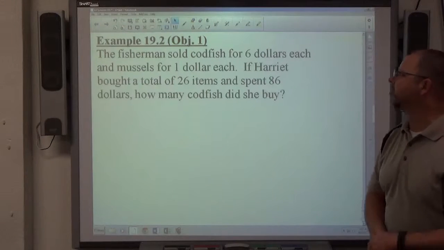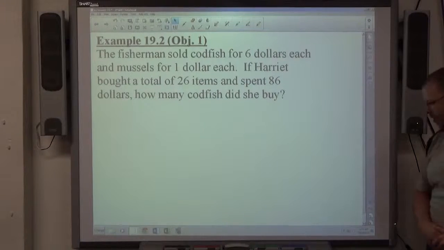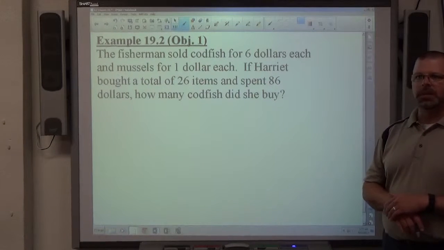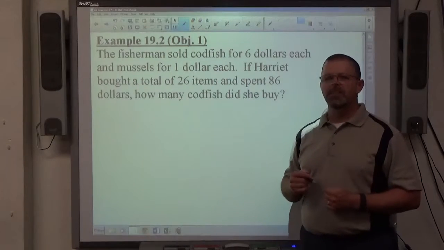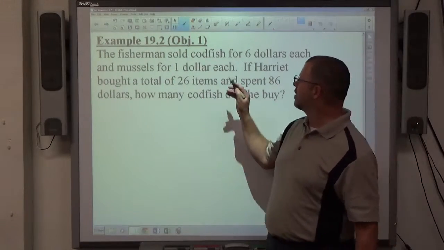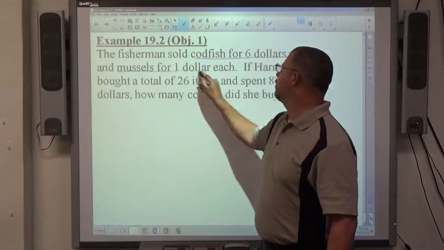2. The fishermen sold codfish for $6 each and mussels for $1 each. If Harriet bought a total of 26 items and spent $86, how many codfish did she buy? This is the exact same kind of problem with the exact same kind of given information. The only difference is we have no idea what codfish and mussels are worth, so they had to tell us that. Codfish are worth $6 each, mussels are $1 each.